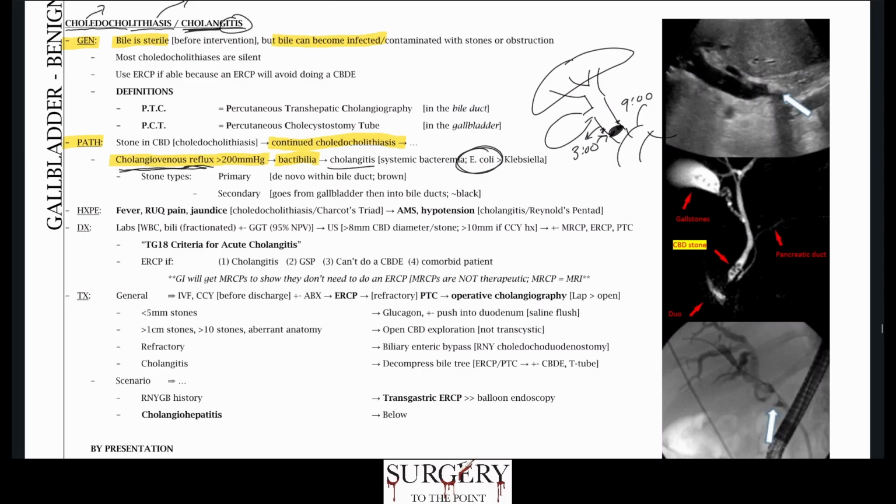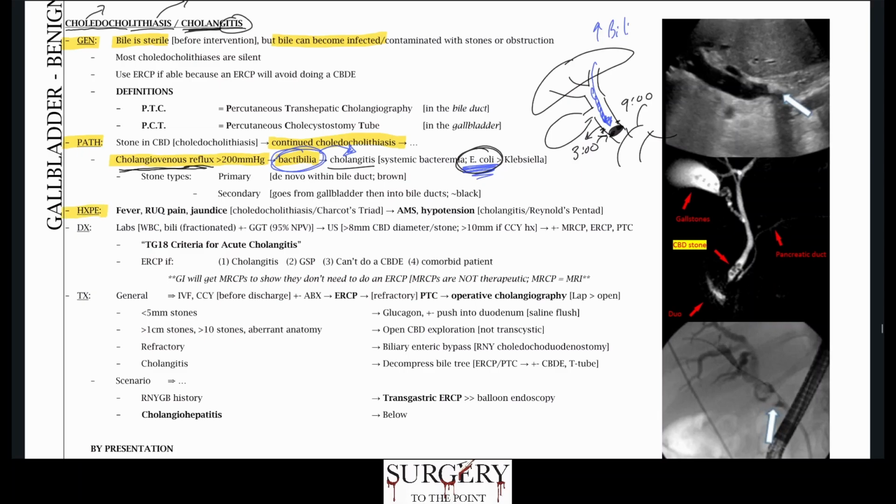What ends up happening then is that bile flow is not able to get out. It then starts backing up, and that's how you have increased bilirubin. But on top of that, the fact that you have stasis, that's when you start getting bacteria, and the bacteria eventually converts to a cholangitis. And again, the most common offending agent, E. coli.